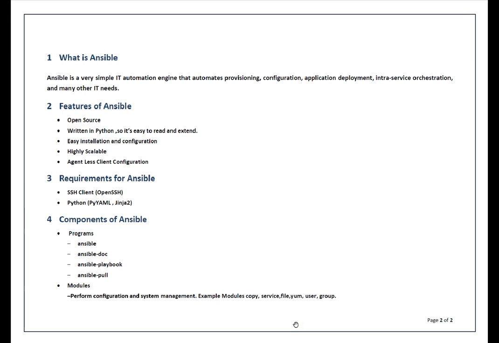So next, components of Ansible. There are two major components. One is program, the other is module. In program, there are Ansible, Ansible doc, Ansible playbook, and Ansible pull. Modules are basically the set of instructions written for one particular service type. They can be used to perform configuration and system management. Some examples of modules are copy module, service module, file module, yum module, and user and group module.